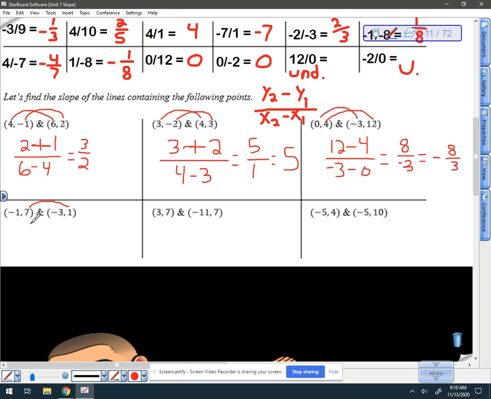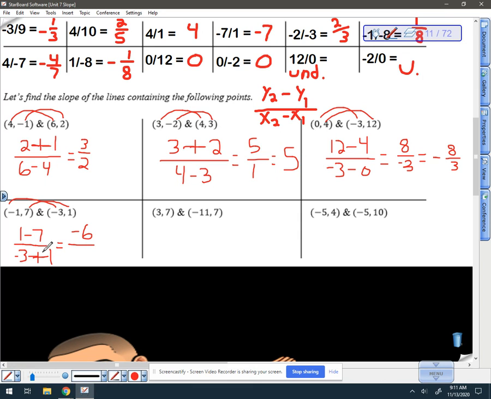Second y minus the first y, 1 minus 7, over second x minus the first x, negative 3. Oh, it's going to be a tricky one. So you have negative 3 minus negative 1. So we have 1 minus 7 and then negative 3 minus negative 1. So two negatives make a positive. 1 minus 7: if you're at 1 and you go down 7, you'll be at negative 6.